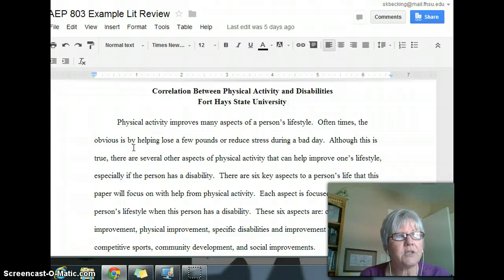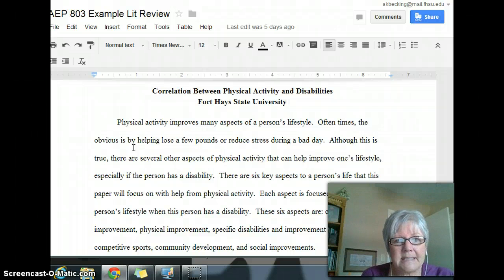The reason is it shows that you know what you're talking about. It shows that you have found articles that meet the needs that you have in talking about your topic. And so you'll want to include those headings, as well as it makes it more readable.